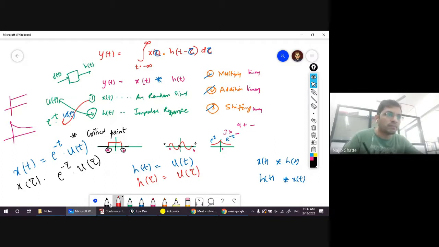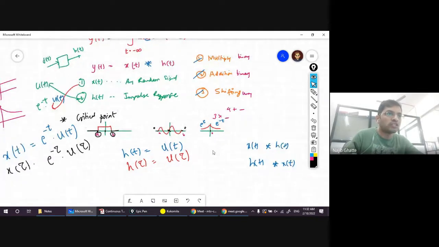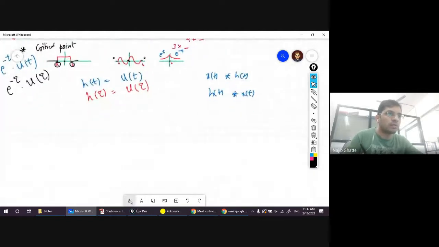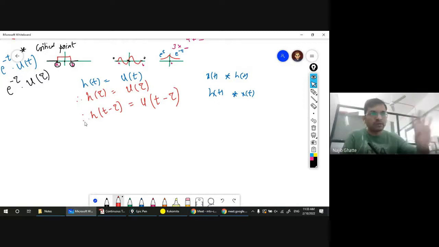Yes. But child, listen carefully, now what is going to happen in the story. Here there is x of tau, no problem, but here it is written h of t minus tau. What is h of t minus tau? Can you help me sir, what is h of t minus tau? So I'll simply write here, therefore h of t minus tau is equal to u of t minus tau. Understood sir? Okay, convolution is a bit complicated, but if you follow the proper algorithm, the proper flow, then things will become easy for understanding.